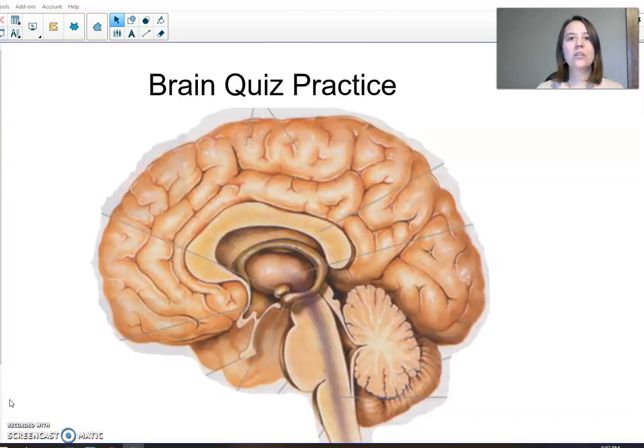Okay, now we've learned all the parts of the brain that we're going to focus on, and in the next section, we're going to practice learning those different parts.